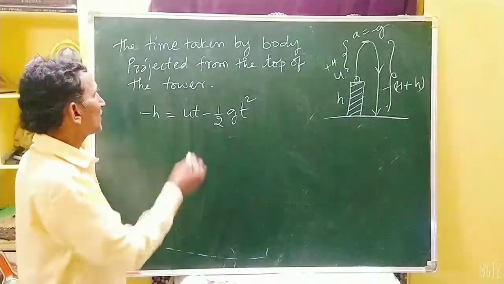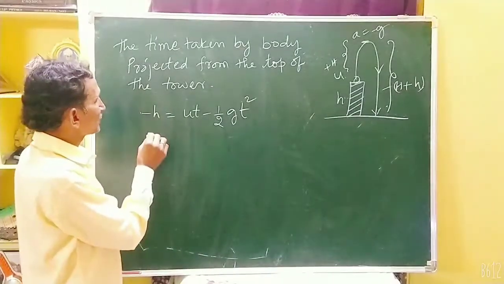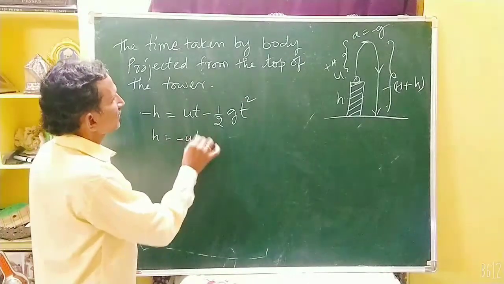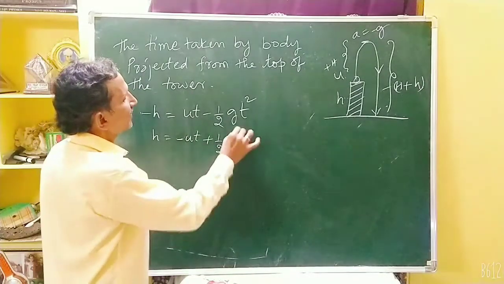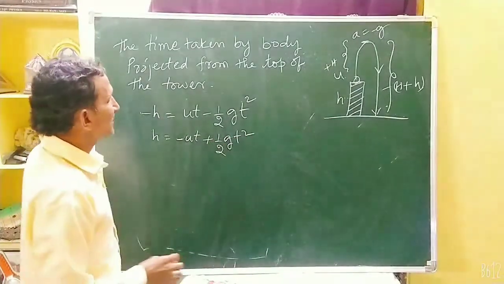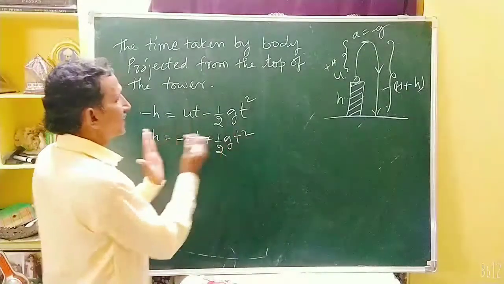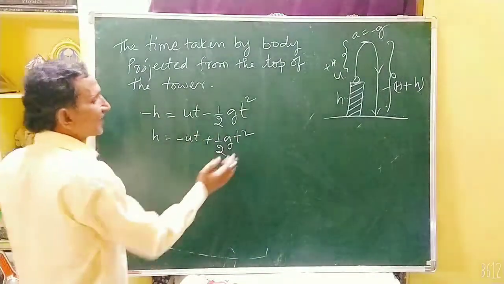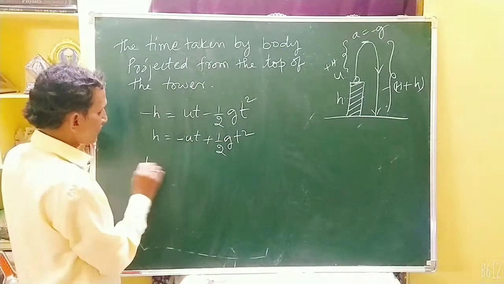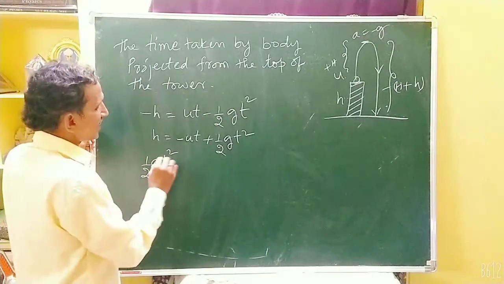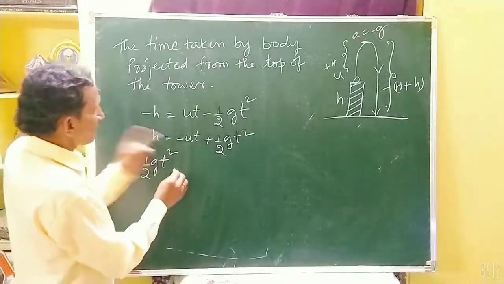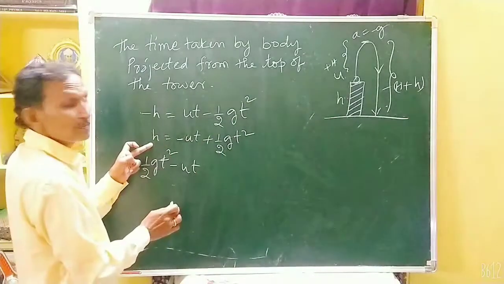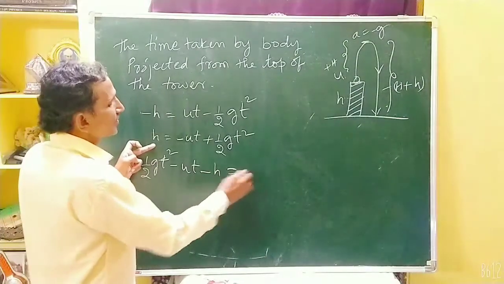So I'll modify the formula, taking the minus common out. Then h is equal to minus ut plus half gt square. I write this formula in the quadratic equation method. How? Half gt square minus ut. When this plus h comes to the other side, it becomes minus h. Minus h is equal to 0.